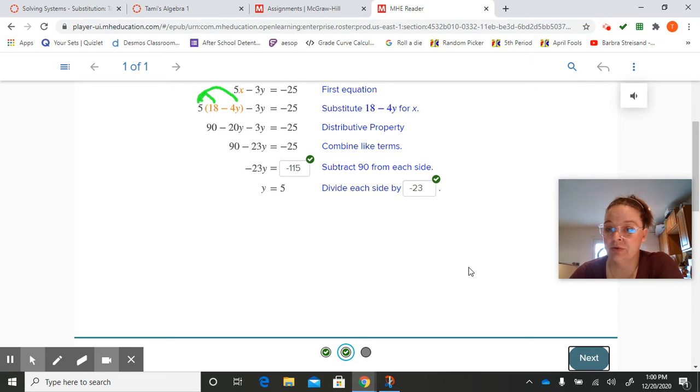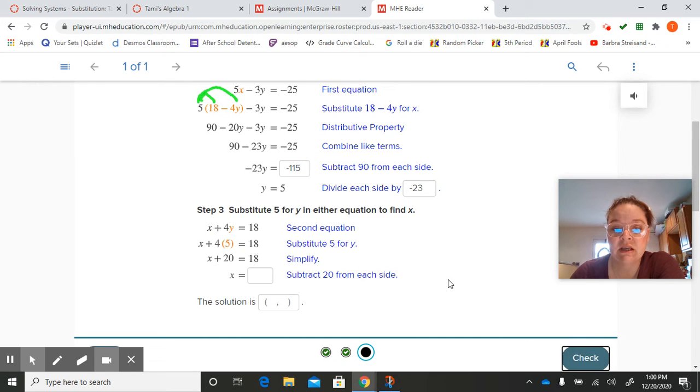Now we have one of our variables solved for, so we're going to plug that back into one of our original equations, and it doesn't matter which equation you use. I personally always use the one with the smallest numbers because it makes it way easier to do the math, and the computer also used that same method. So we're using the second equation, x plus 4y equals 18, and we're going to put the 5 in for y. So 4 times 5 is 20, so x plus 20 equals 18. Subtract 20 from both sides, and we get negative 2, because 18 minus 20 is negative 2.